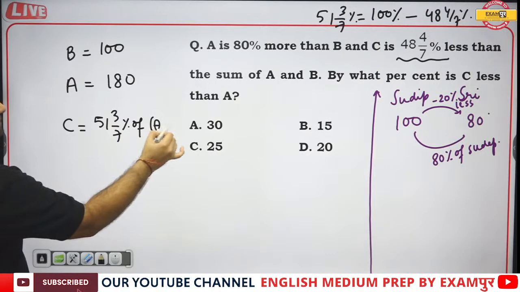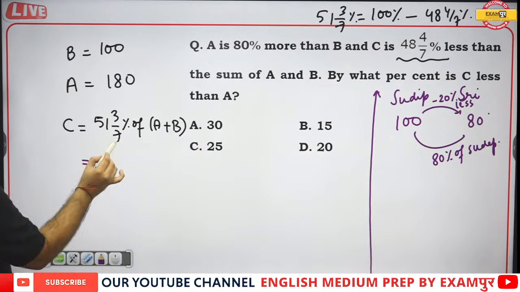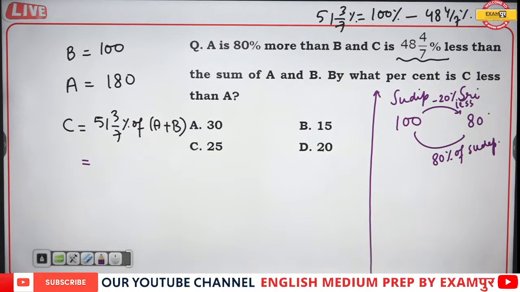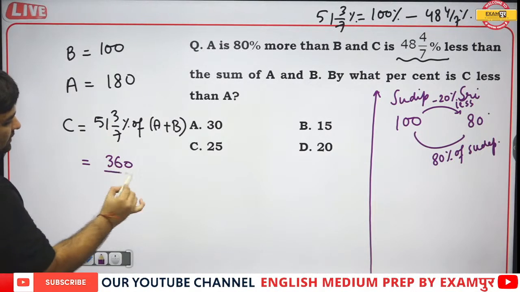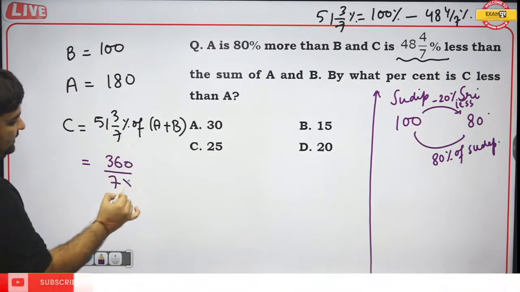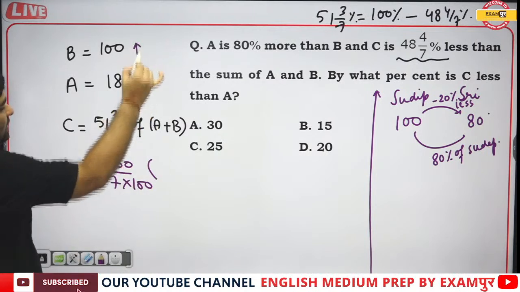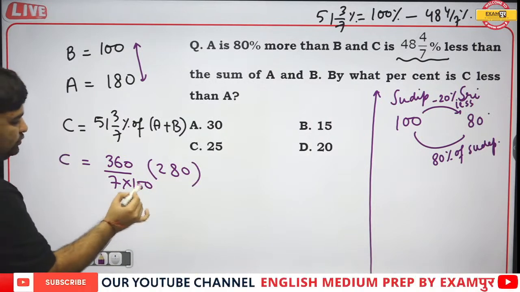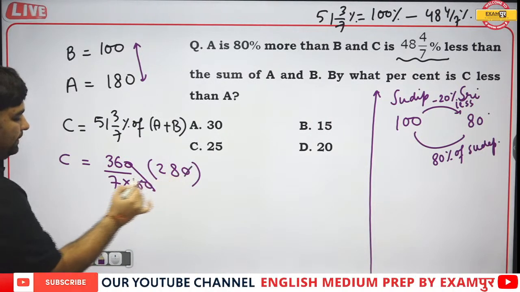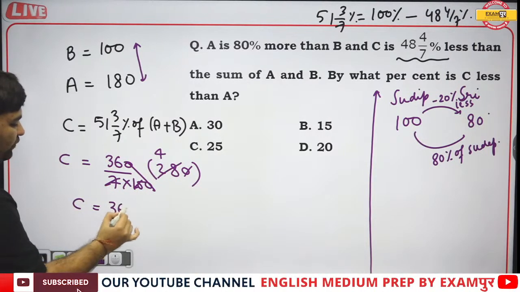A plus B. It is 357 plus 3, 360 by 7. 360 by 7, convert to percentage, divide by 100, of A plus B. And A plus B is 280. 1 zero gone, 2 zero gone. This is also gone 4 times. So C is 36 into 4, 144.